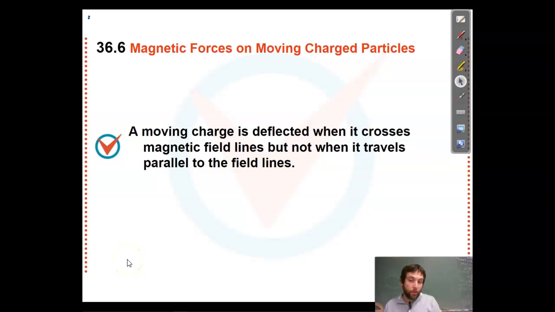All right, so what about magnetic forces on moving charged particles? Well, let's get to it. A moving charge is going to be deflected when it crosses magnetic field lines, but not when it travels parallel to the field lines.